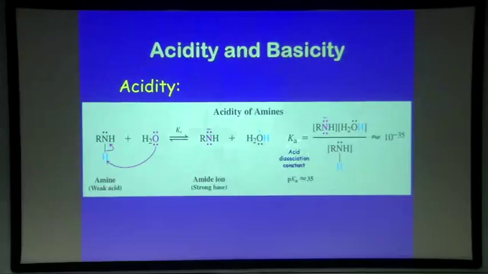Out of that, you get the acid dissociation constant. And for this species, it's 10 to the minus 35. So roughly this equilibrium, if you want to just globalize it, is terrible. It's totally on the left. So amines are incredibly lousy acids.